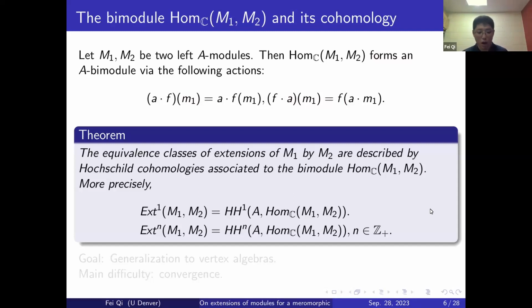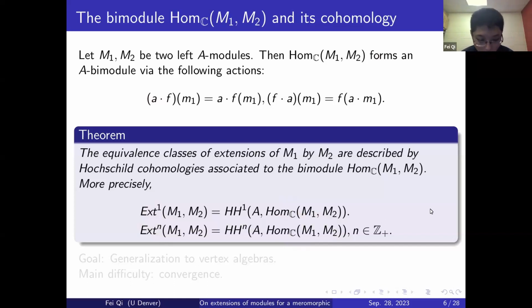All right, so then this is the big theorem. The equivalence classes of extensions of M1 by M2, namely the Ext1 group, are described by the Hochschild cohomology, namely the first cohomology with respect to this bimodule. And this applies similarly to the higher degree Ext groups as well. So Ext^n is also described by the nth Hochschild cohomology associated with this bimodule. Okay, so this is the story in the classical associative algebra.